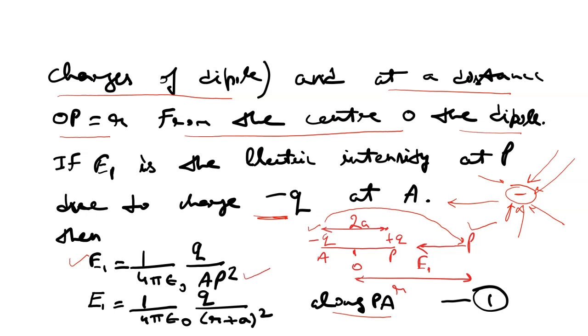Okay, because the charge minus Q is placed here, the distance from A to P is AP. And what is AP? AP is basically R plus A, because the gap between minus Q and plus Q is 2A and it will be A here. So total AP will be R plus A. So E1 equals 1 by 4 pi epsilon naught Q upon (R plus A) whole square along PA. This will become equation number 1.